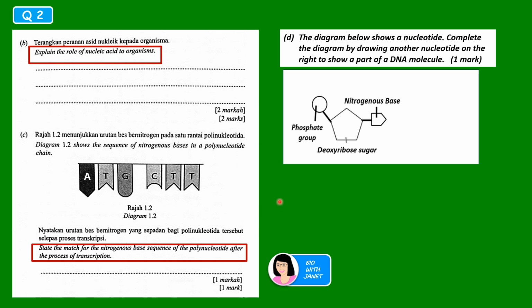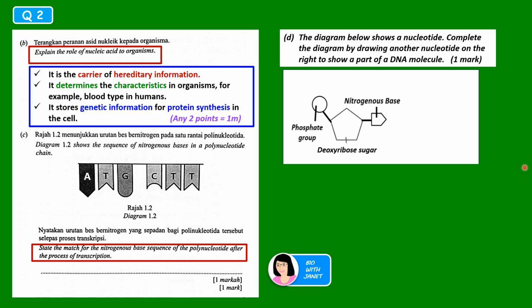So for this question, again, pause the video and try the 3 questions here before we discuss the answers. Right, let's look at the answers. Now, explain the role of nucleic acids to organisms. So add the word this, explain the role of this nucleic acid to organisms, which is the DNA, as was mentioned in the first part of the question. Okay, so the role of DNA. So it is the carrier of hereditary information. It determines the characteristics in organisms, for example, blood type in humans, and it stores genetic information for protein synthesis in the cell. These are all the functions of DNA, as mentioned in the earlier question.